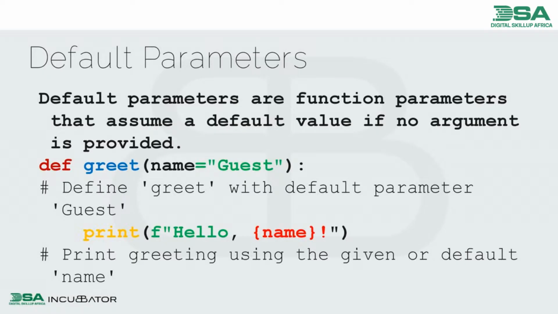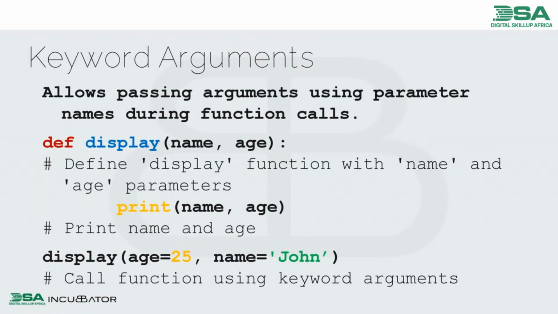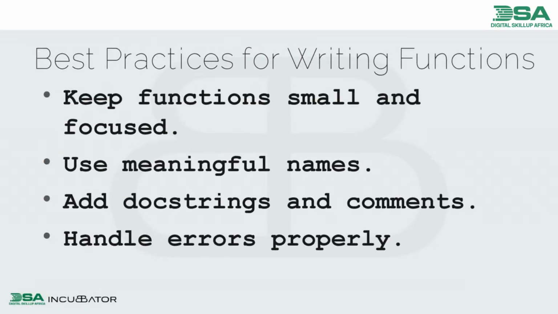Then we spoke about your default parameter. Instead of when we use def greet(name), now we have set a default, saying name equals guest. So immediately anybody comes in, it just says hello guest. It doesn't ask you to input your name or not. All right. And we spoke about keyword arguments. I say it allows passing arguments using parameter names during function calls. Yes. So things like that.